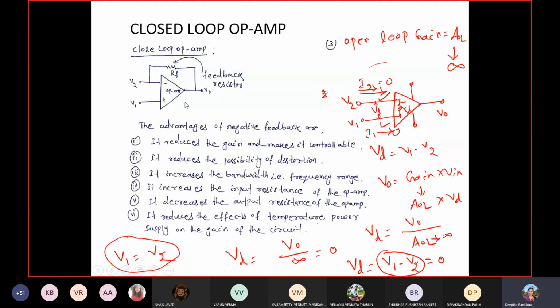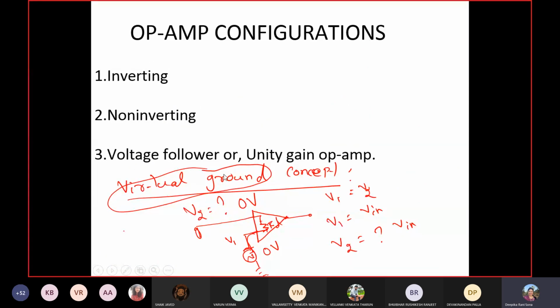Then what are the different closed loop configurations available? So here 3 different closed loop configurations are available. Just make a note of it, guys. What are the 3 different closed loop configurations of op-amps available?